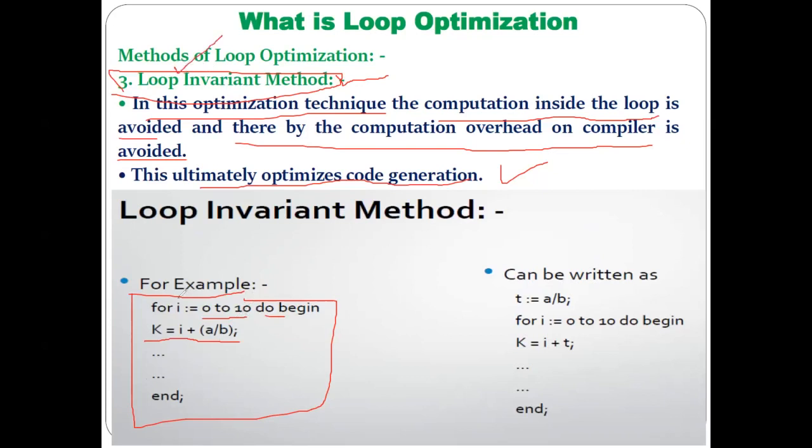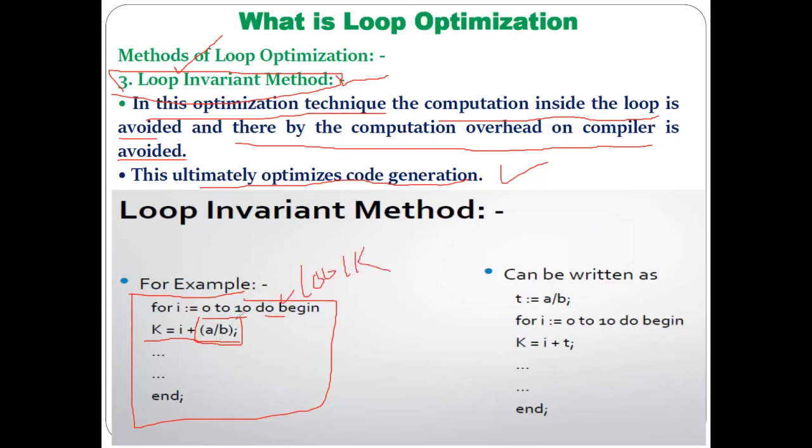Means looping is not affecting that expression. What looping is not affecting that expression? The expression on which looping or iteration is not affecting is called loop invariant code. So what is the loop invariant code here? This a by b is loop invariant because the value of a and b is not going to be changed even if this loop runs 100 times or 1000 times.